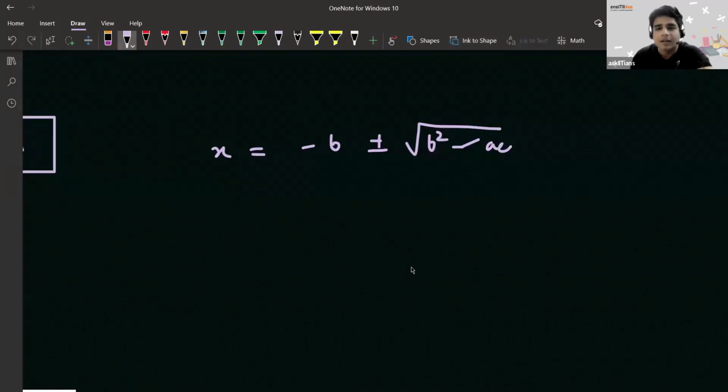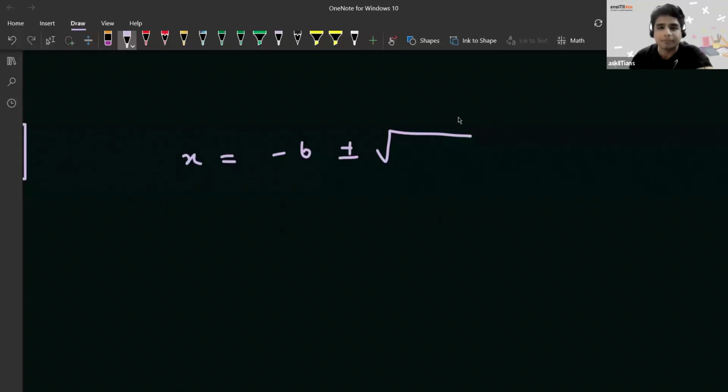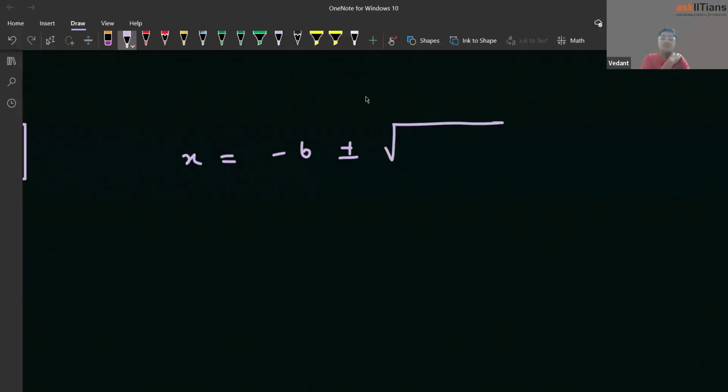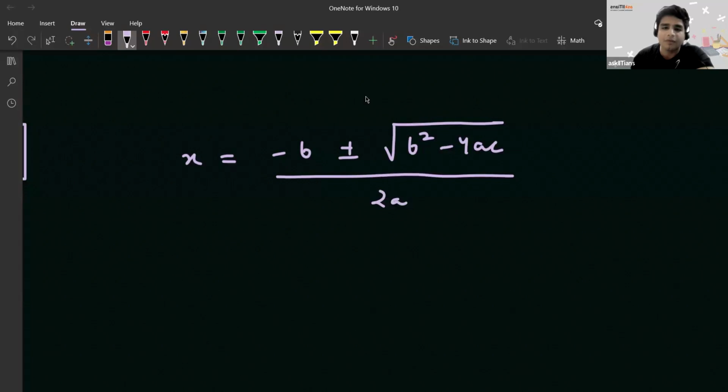Just a second. Why is my pen tab not working? Just a second, everyone. Oops. Just give me a second. I'll have to reload my screen. I think my screen is visible to all of you. Yes, everyone. Okay. b square minus 4ac upon twice of a.